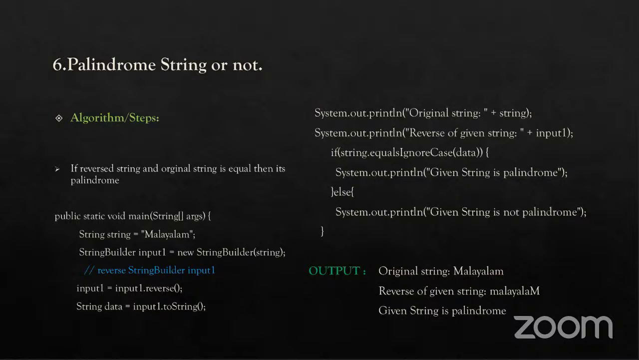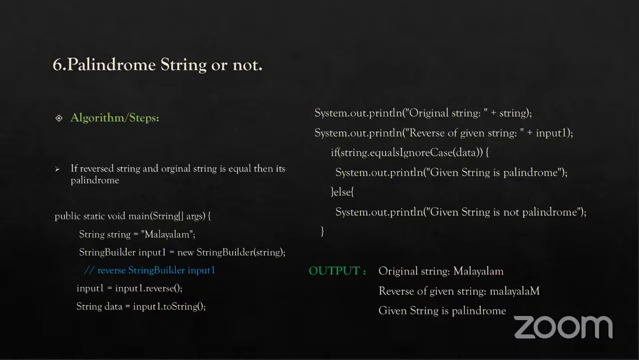So inside this input one, we have the reversed string, right? Now we need to compare whether our original string, that is string, and the reversed string, which is inside this input one, are equal or not. See here, our original string is stored in a String object, and our reversed string is stored in a StringBuilder object. These are two different objects, so we can't simply compare them using this.